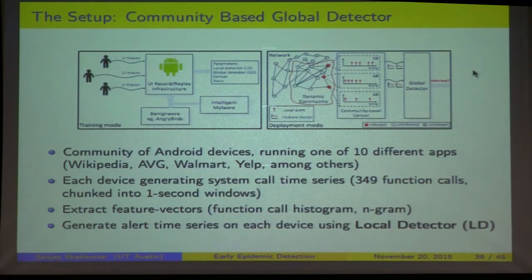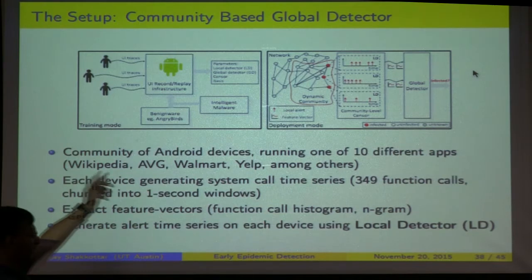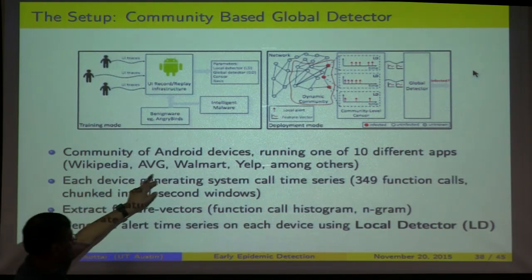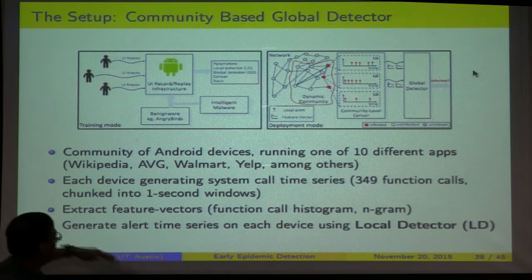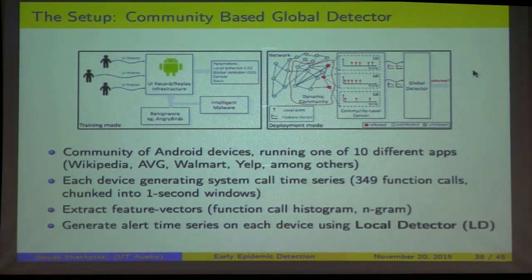There are 10 different apps being played: Wikipedia, Walmart, Yelp, and Angry Birds, I think, and so on. Each device generates a system call trace, which is 349 function calls chunked into 1 second windows. For every one second window you get a histogram of the function calls, so each device generates a time series of function histograms. From this, you can extract feature vectors. This is a high dimension, 349 dimension thing, and you can do dimension reduction using the usual methods.